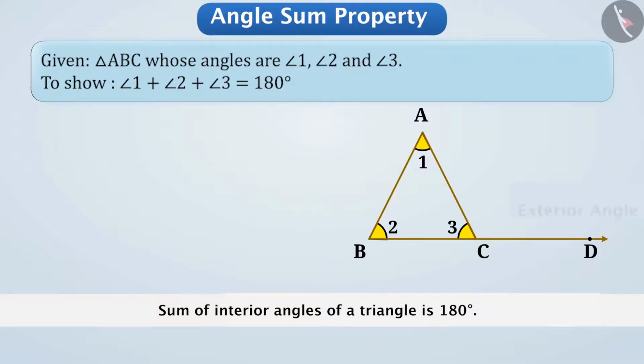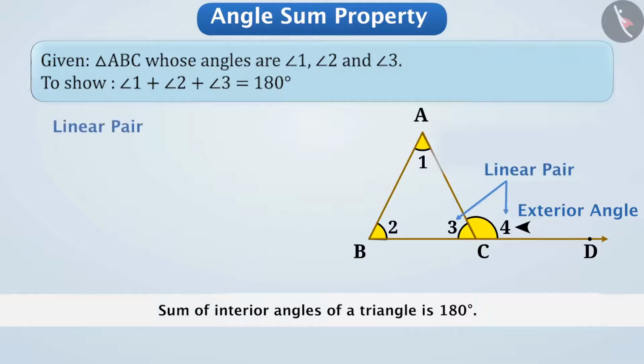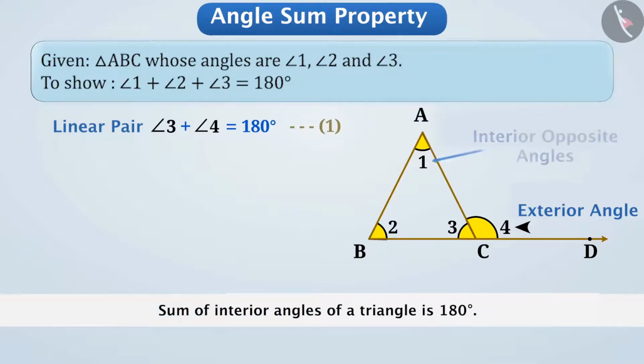By doing so, we will get an exterior angle of triangle ABC, which is angle ACD. Let us call it angle 4. We can see that here, angle 3 and angle 4 form a linear pair. That means angle 3 plus angle 4 is equal to 180 degree. But if we observe, angle 4 is the exterior angle of the triangle and the interior opposite angles of it are angle 1 and angle 2.